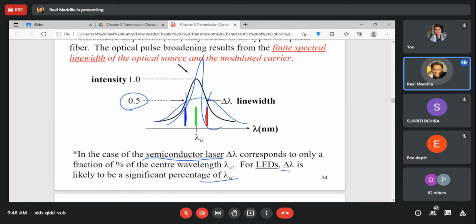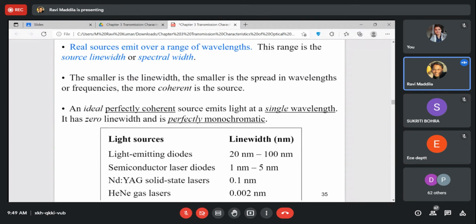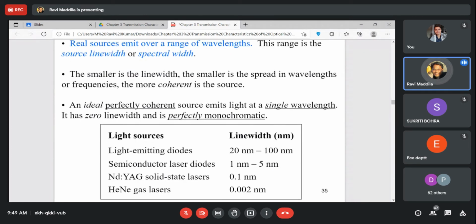Delta lambda is much higher in case of LEDs, and this delta lambda is much smaller in case of semiconductor lasers. So here you can see the nominal or commonly found line widths for different types of laser sources. The first line shows light emitting diodes or LEDs. The line width can vary from 20 nanometers to 100 nanometers.